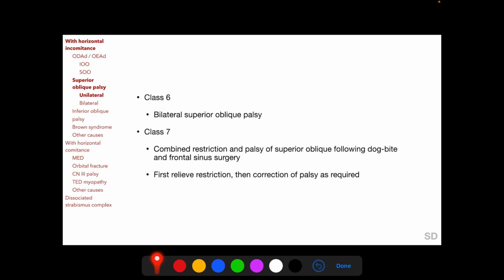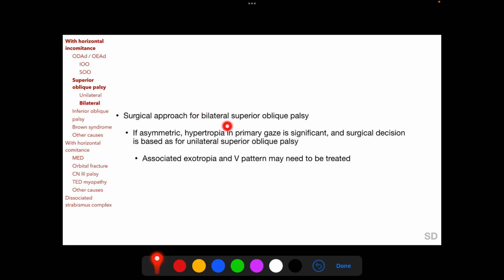Class 6 refers to bilateral superior oblique palsy, which we will be discussing next, and in class 7 palsies, there is combined restriction as well as palsy of the superior oblique muscle, which usually follows dog bite injury and frontal sinus surgery. And in these situations, it is recommended to first relieve the restriction and then correct the palsy as required later. If bilateral superior oblique palsy is asymmetric, hypertropia in primary gaze is significant, surgical decision is based as for unilateral superior oblique palsy just discussed.